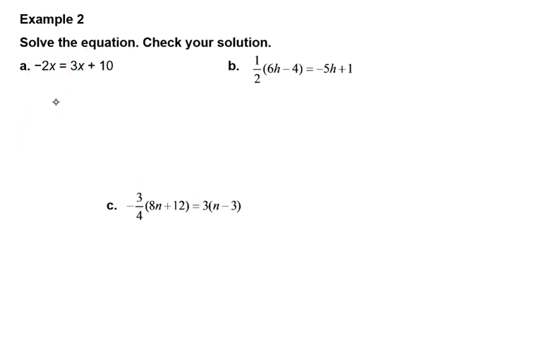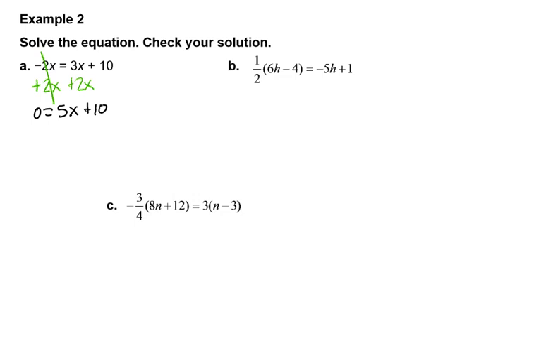Okay, so we're going to add the 2x to both sides, and we add because right now our 2x is a negative, and adding is its inverse. So those will go away, and that gives us 0 equals 5x plus 10. Now you could have subtracted the 3x and you would still get the same answer when you were all finished. It would just take you a different route, and that's totally fine.